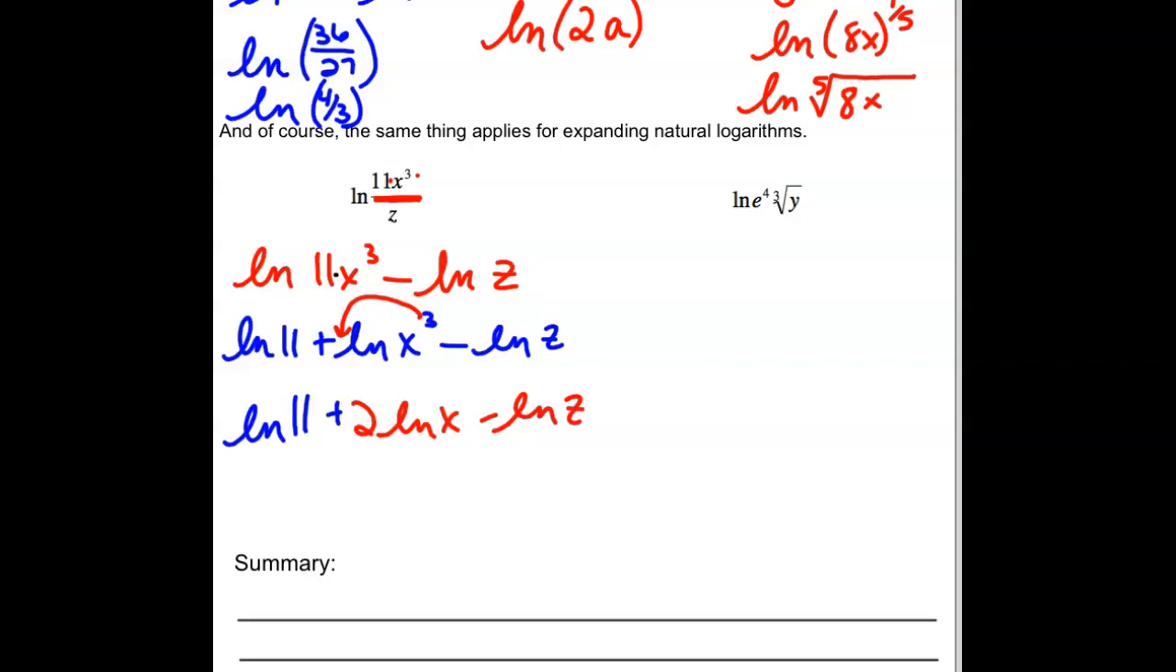All right, go ahead and pause the video and try this last one, and then turn it back on to check.